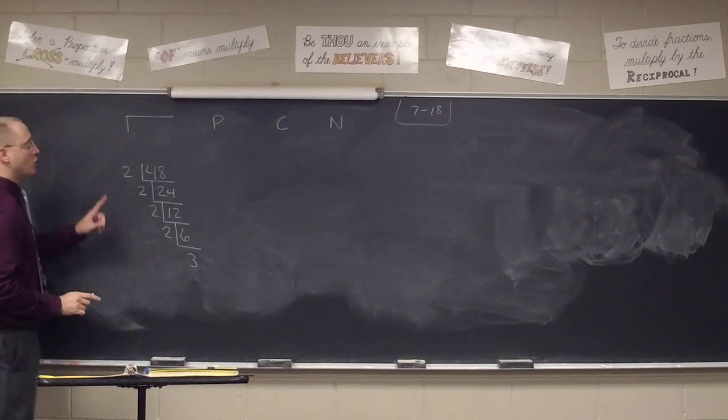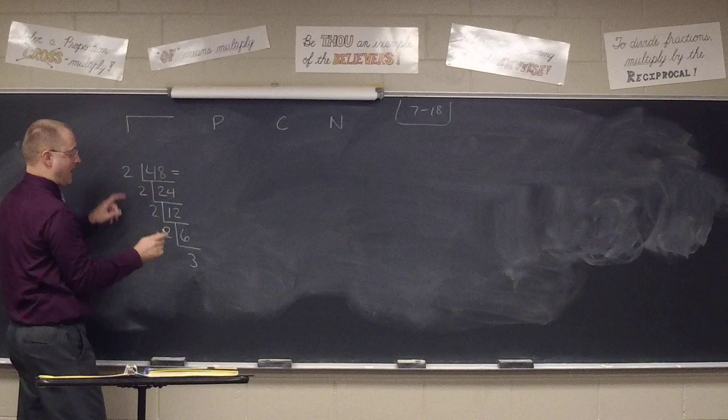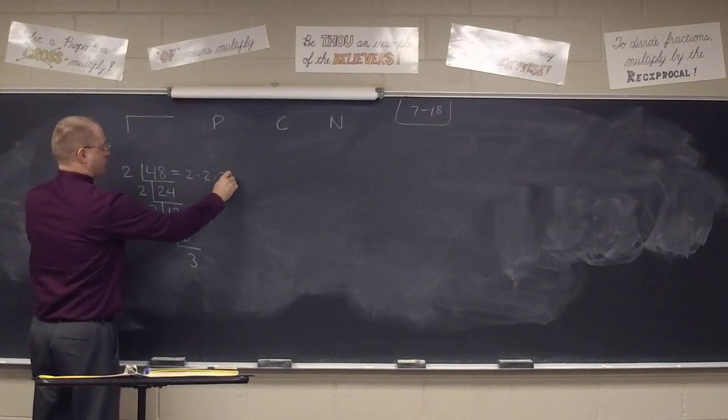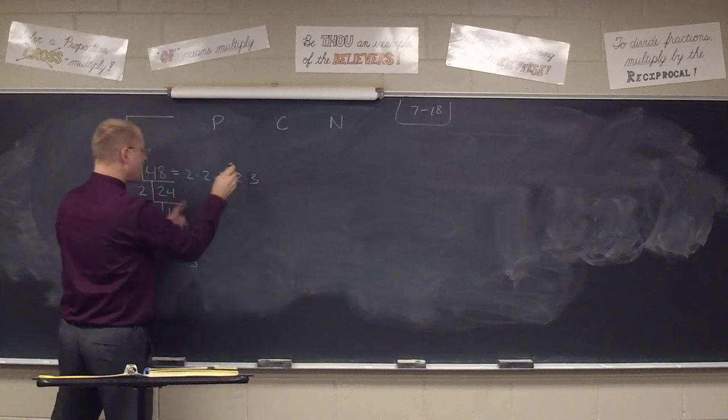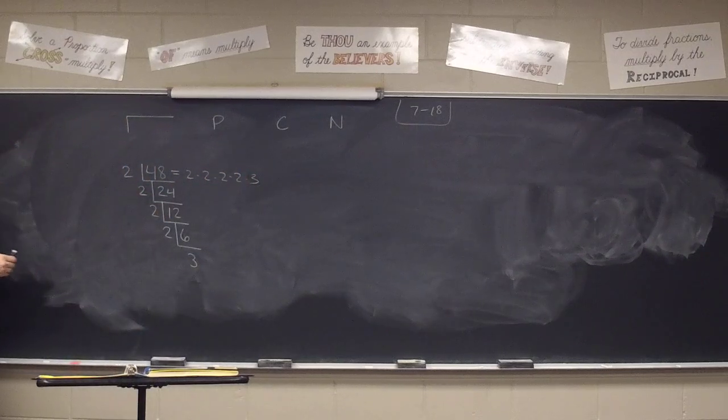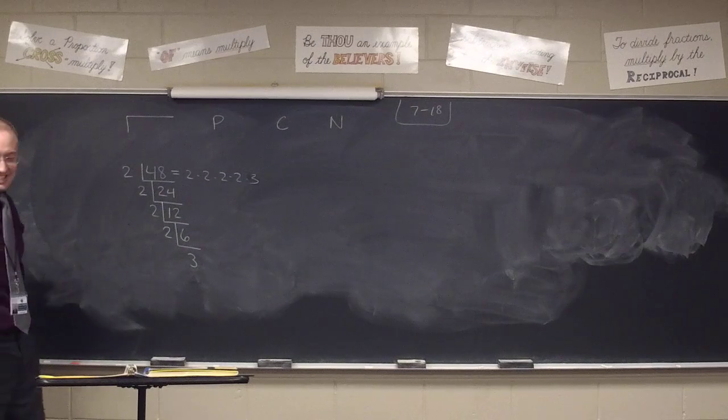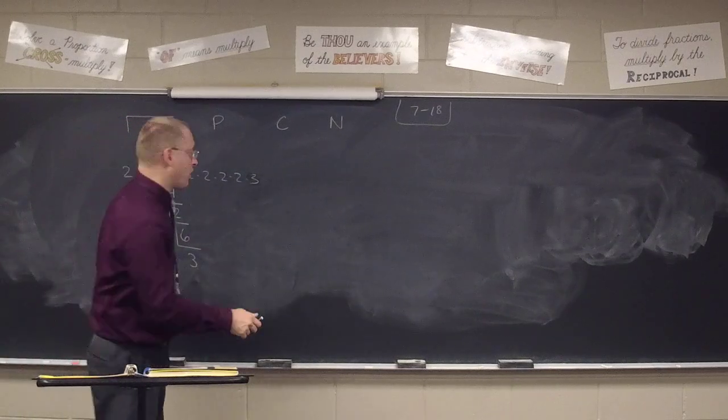Yes. So the prime factors of 48 are 2 times 2 times 2 times 2. Wait, 2 times 2 times 2 times 3. Four of the 2's, times 3. Notice I use the raised dot instead of the X because it's faster, and I am lazy. I don't believe this one's in your book.